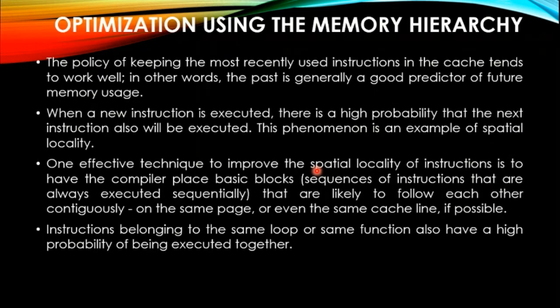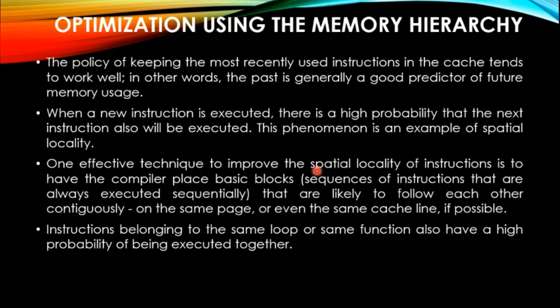Next, how do we optimize the memory hierarchy? To optimize the memory hierarchy, we use a policy that keeps the most recently used instructions in cache memory. The major policy is to identify the most recently used memory blocks or memory locations, and that data can be located in cache memory. Based on this predictor, we can manage the memory usage.